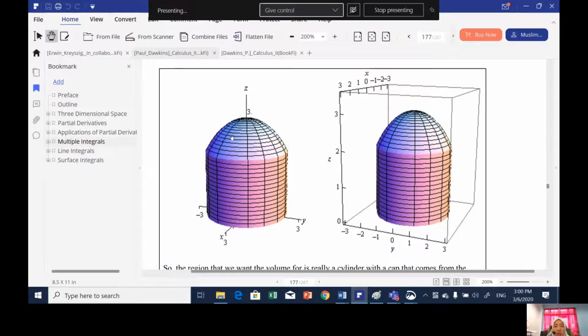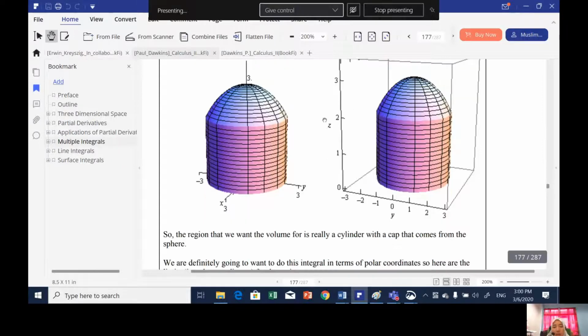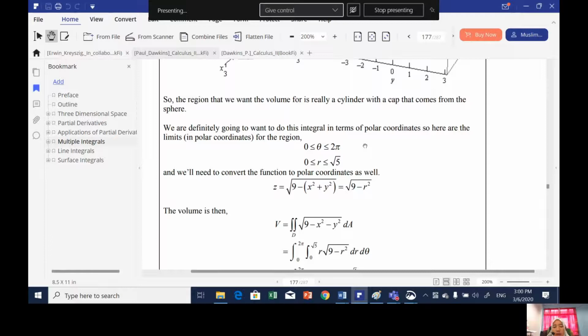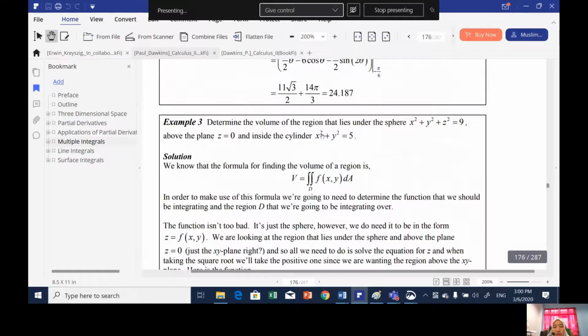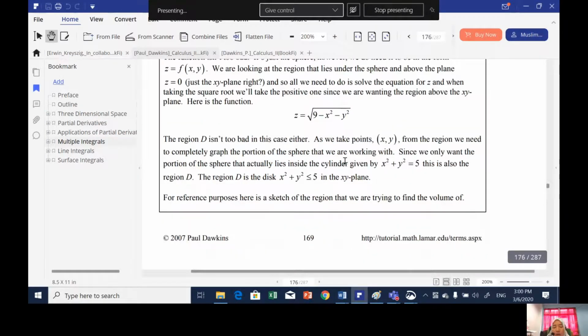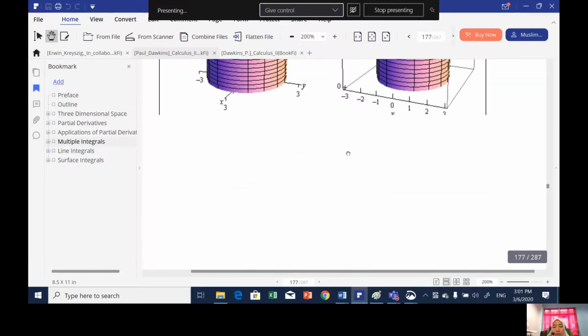We have the curve for this equation, x squared plus y squared plus z squared, and then we have another solid. Let's say we want to find out what the radius is. The limit for the radius will be 0 until the square root of 5. The square root of 5 comes from this: r squared is equal to 5, so r is the square root of 5.